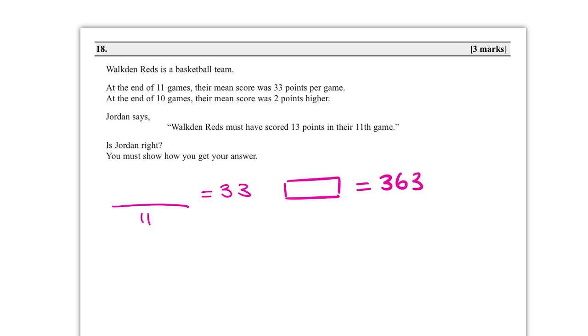At the end of 10 games, so the sum divided by 10, their mean score was 2 points higher. So what should it equal? 35, awesome. So what was the sum of the 10 games? 350. Okay, if we can get to this stage, we're doing really well.